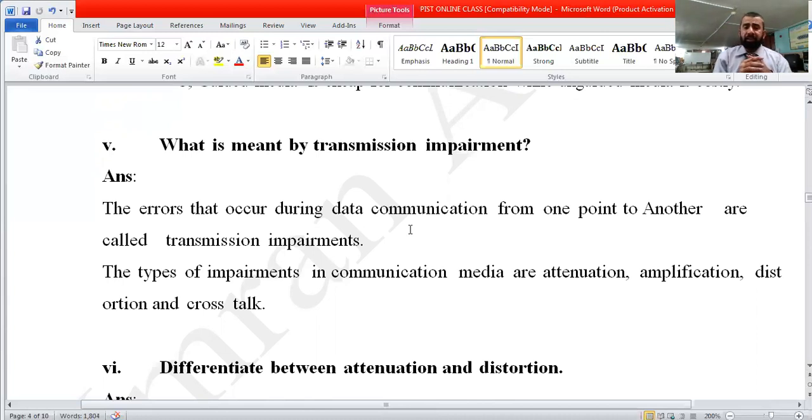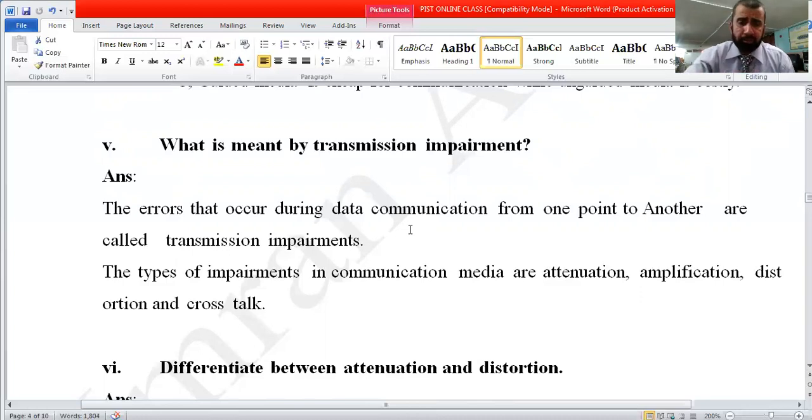The types of impairments in communication media are: first is attenuation, amplification, distortion, and crosstalk. We will discuss these types of impairment later in the long questions. Attenuation, amplification, distortion, and crosstalk. These are the four types of impairment that exist in data communication.